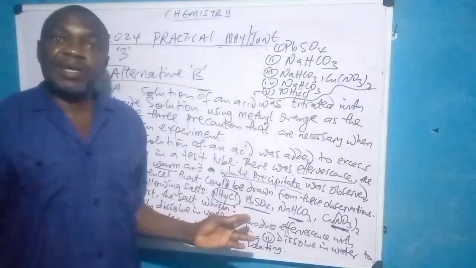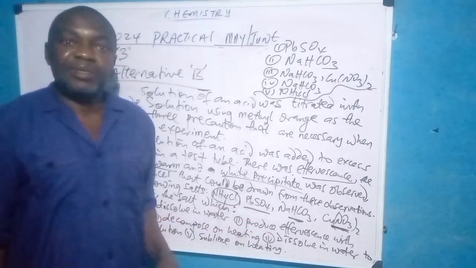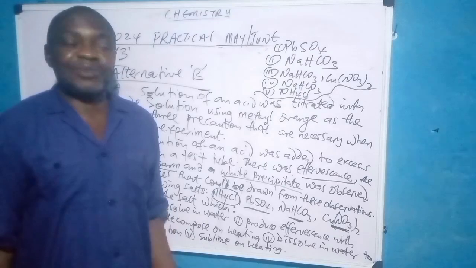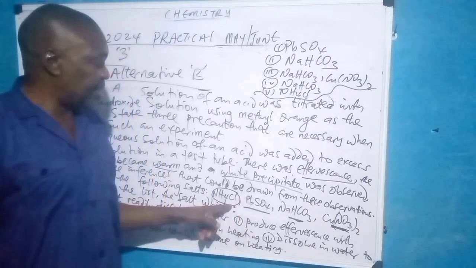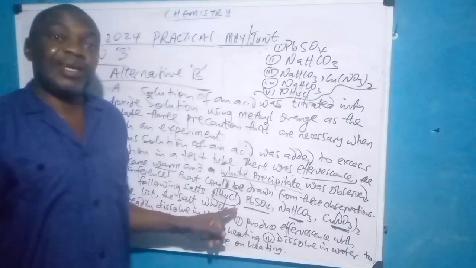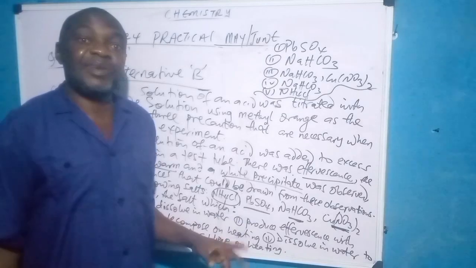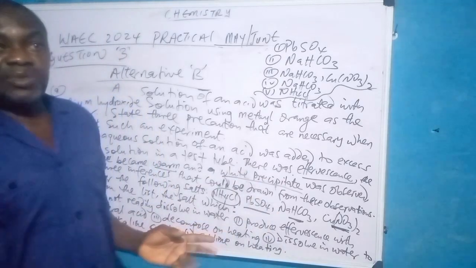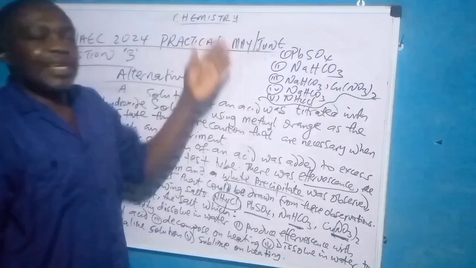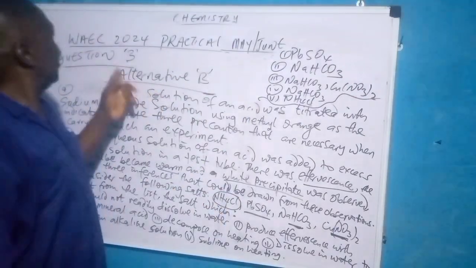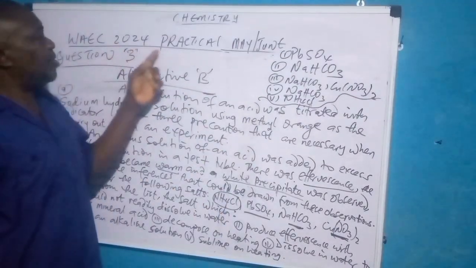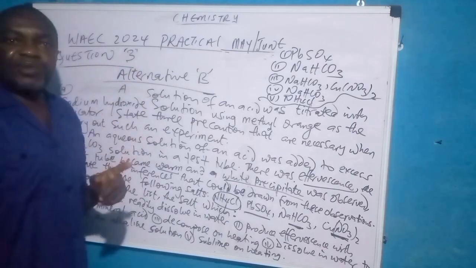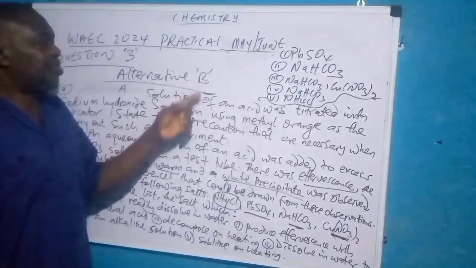Other substances that can also sublime include iodine, dry ice, that's solid carbon dioxide, naphthalene, and so on. But here, it's only ammonium chloride that can sublime. And you know that sublimation is a process whereby certain substances, when heated, change directly from the solid to the gaseous state without passing through the liquid state. So these are the answers to the questions. WAEC 2024 Practical May/June question 3, the one they normally call unknown, alternative B.